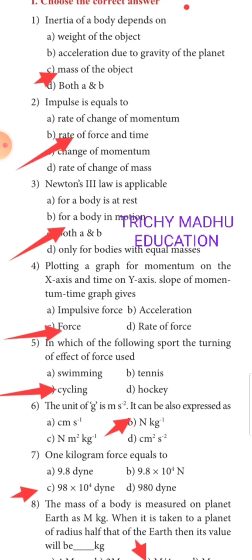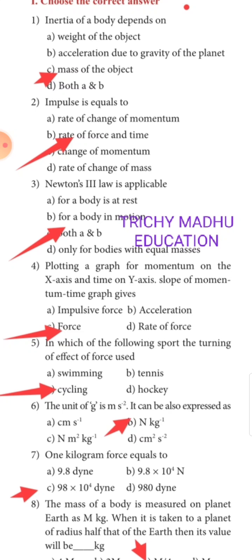Number 5. In which of the following sports is the turning effect of force used? The answers are swimming, tennis, cycling and hockey. The correct answer is C, cycling.